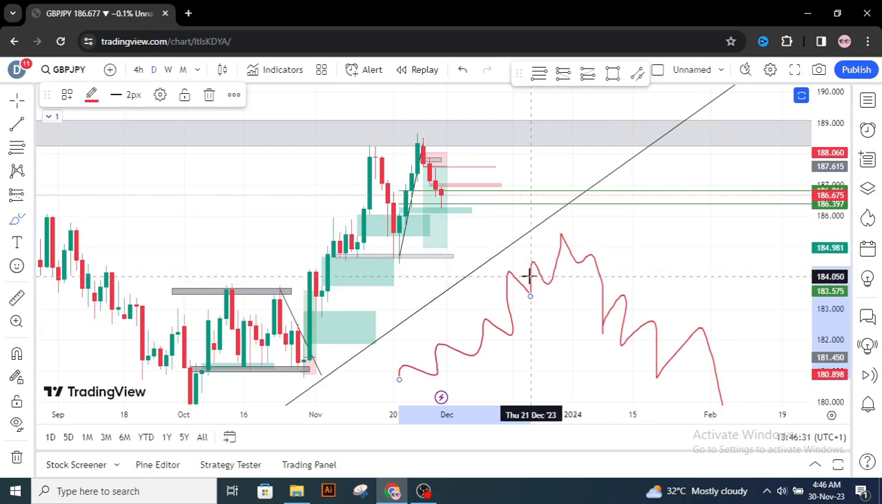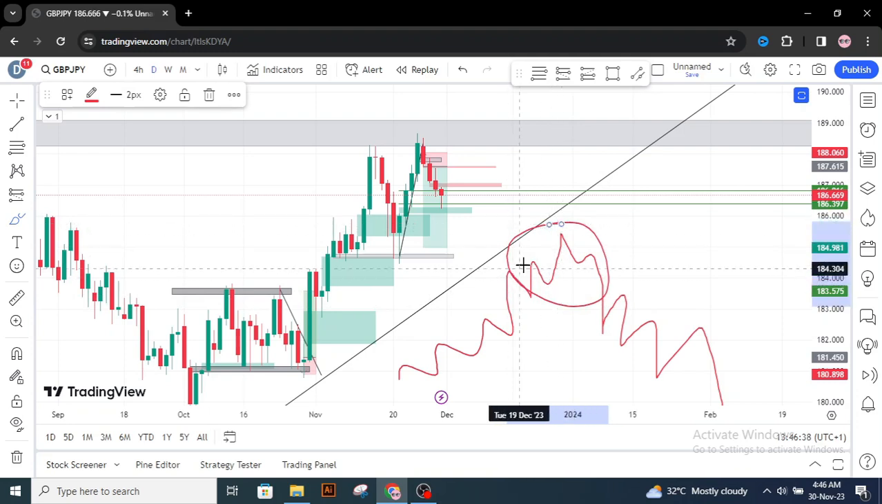Now, before this downward movement, when you see this, this is what we call head and shoulder pattern. When you see something like this, it's called head and shoulder pattern. This is the first shoulder, this is the head, this is the second shoulder.